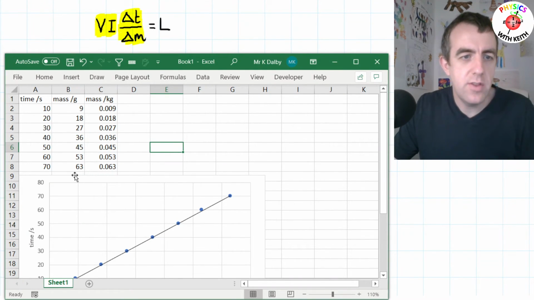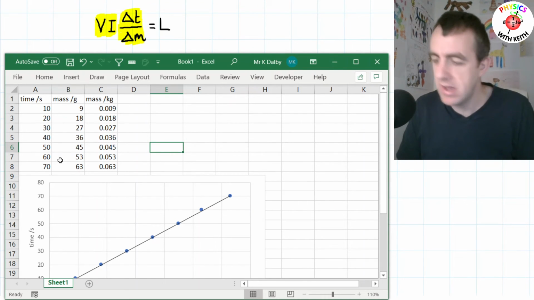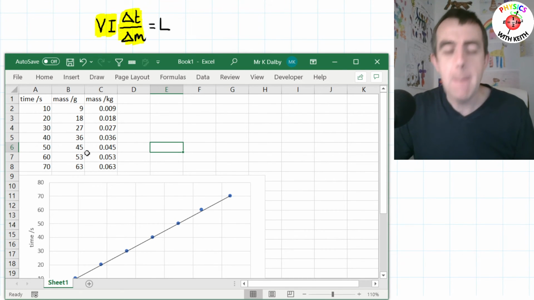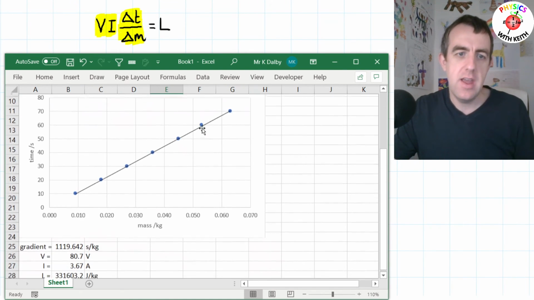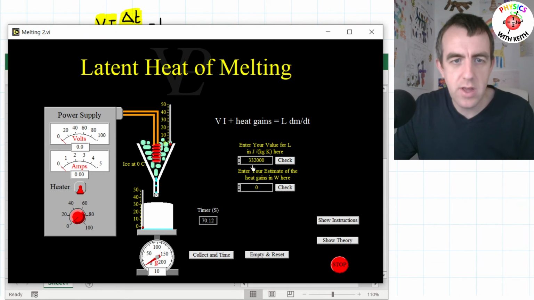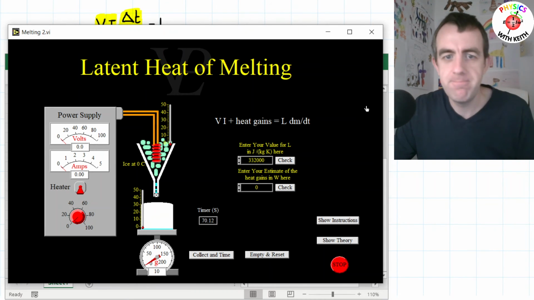So what I've done is I've used the fact that 10 grams was melted in 70 seconds, scaled it for all these other times, and subtracted that mass that was melted due to the ambient heating of the ice. I've subtracted that mass from all of these values. And so these are my new values. This is the amount that was melted because of the heater only. And because I've used a spreadsheet, it will do the calculation again for me automatically and give me about 332,000 joules per kilogram. So if I type in 332,000 joules per kilogram, the unit in this simulation is in fact wrong, and press check, it will tell me well done. And that's it.